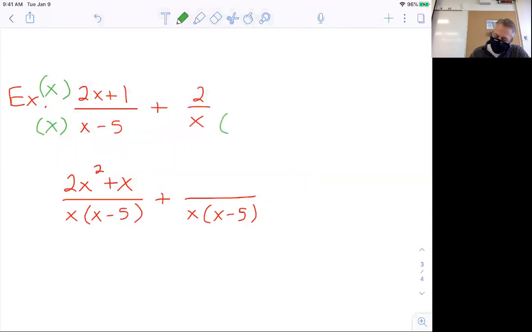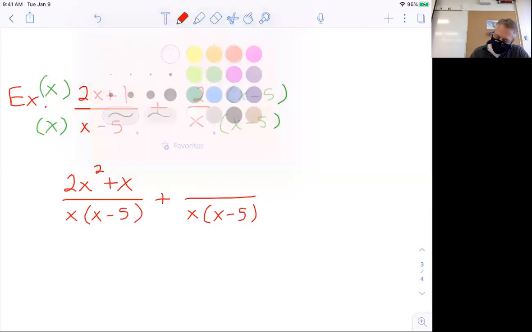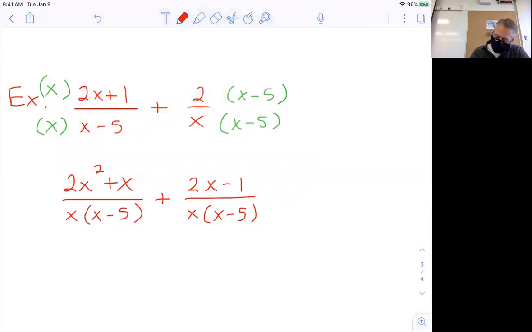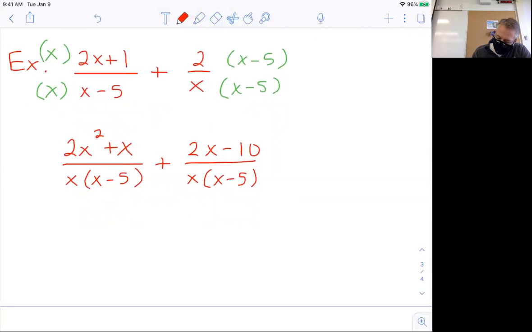And then on the right side, I had to multiply by x minus 5 on the bottom. So I will do the same to the top and distribute that too. All right, so we combine the numerator, we get 2x squared plus 3x minus 10 over the bottom, which is x times x minus 5.